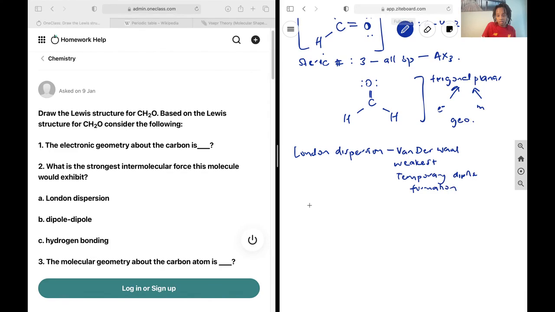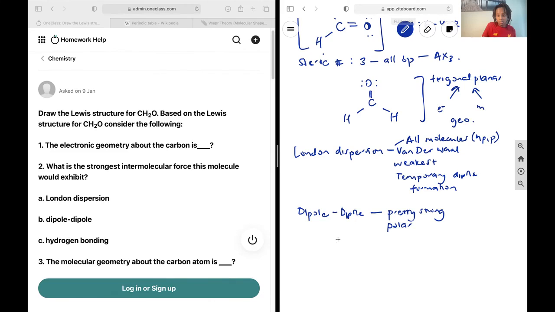We have dipole-dipole forces. So these occur in all molecules, including nonpolar and polar. We have dipole-dipole forces, and these are pretty strong. They are only in polar molecules, and they're a result of the net dipole moment being non-zero.